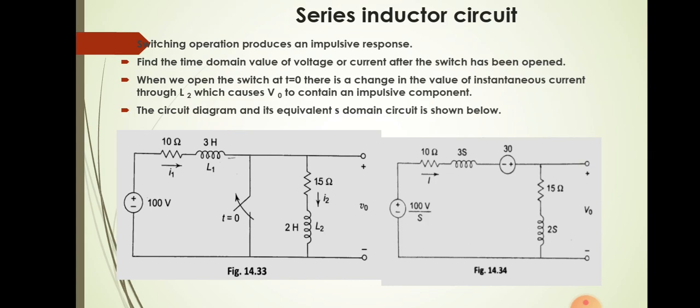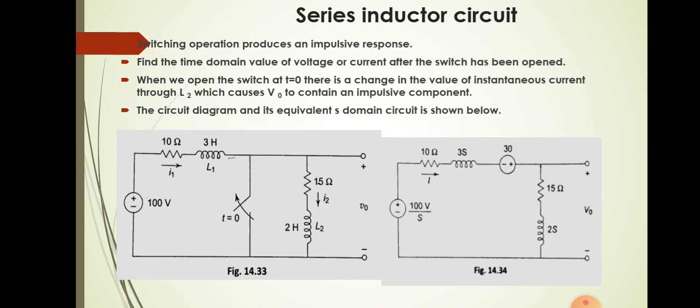First of all, let us see. Switching operation produces an impulsive response, and here what we are going to find is the time domain value of the voltage or current after the switch has been opened. In the previous capacitor circuit we discussed the switching action, that means how the impulse function occurs when the switch is closed. Now here we are discussing the impulse function associated with the switching action, that means how the impulse function occurs when we open a switch.